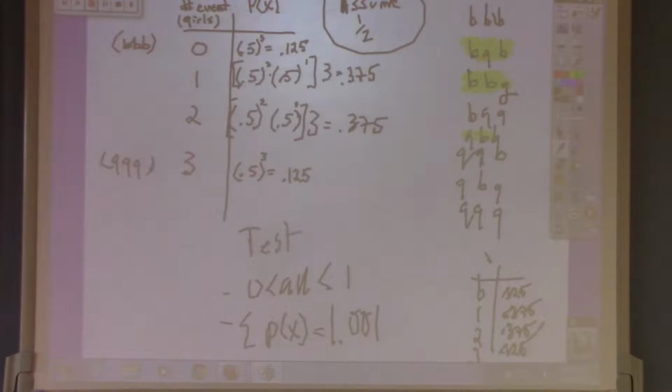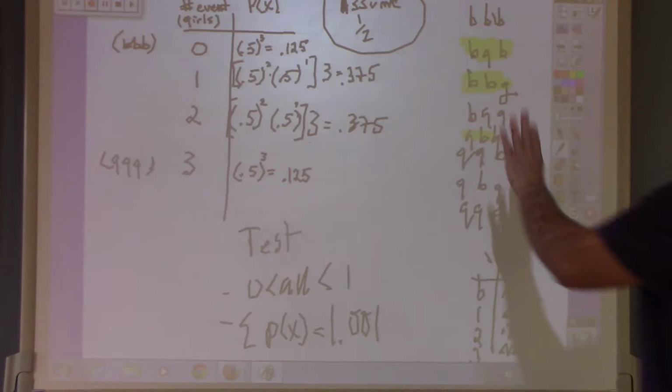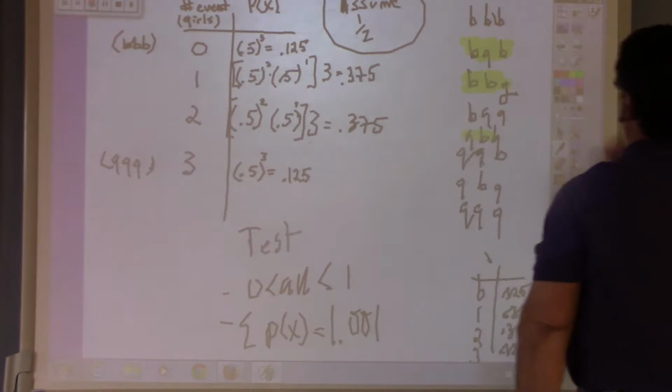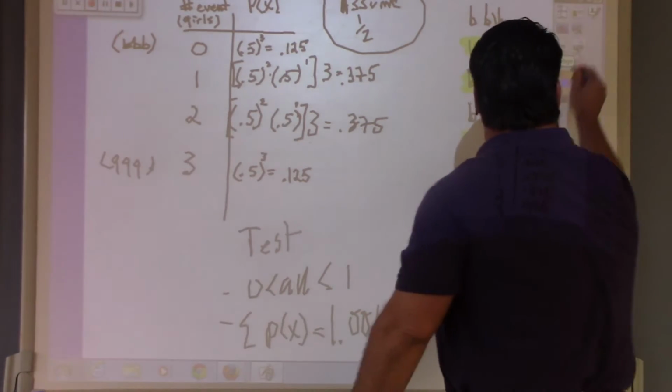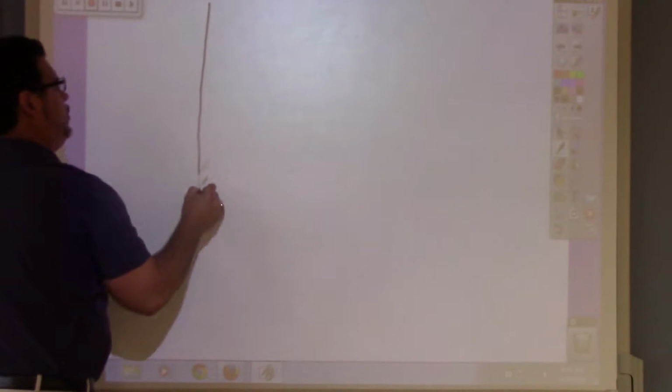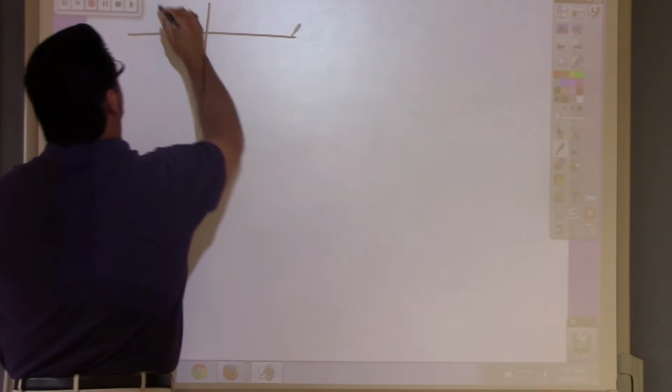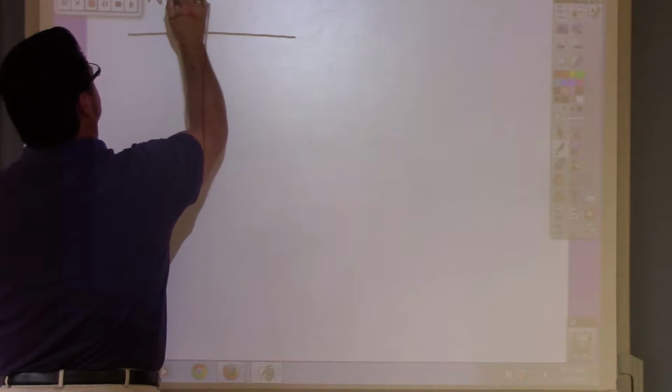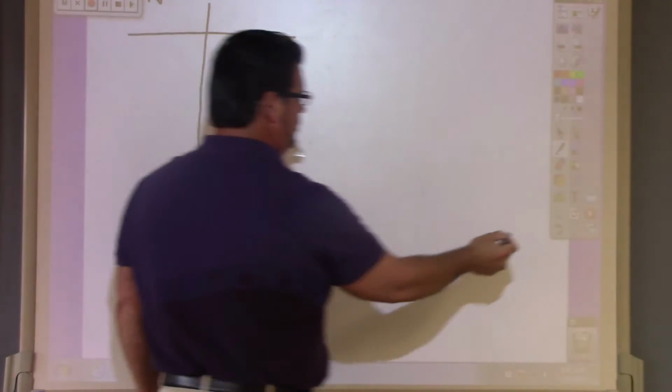Where does the problem come in? It's when they change the probability. So let's say we do the same problem, and we want to make a chart out for the probability of girls.